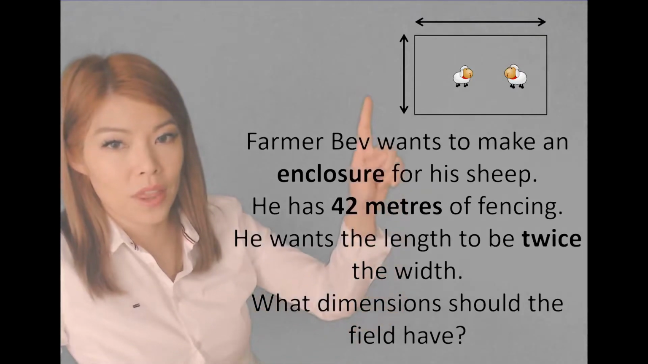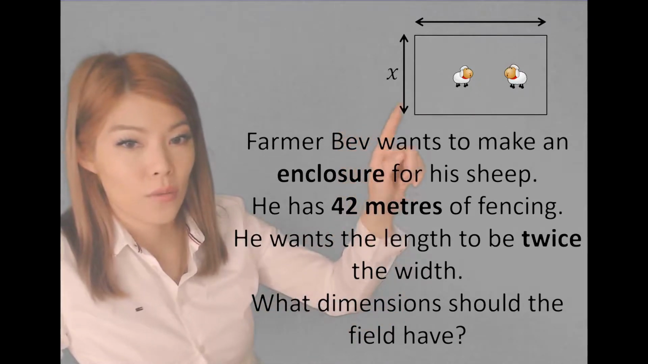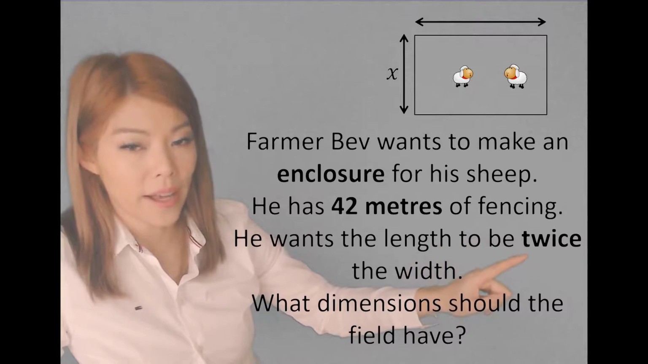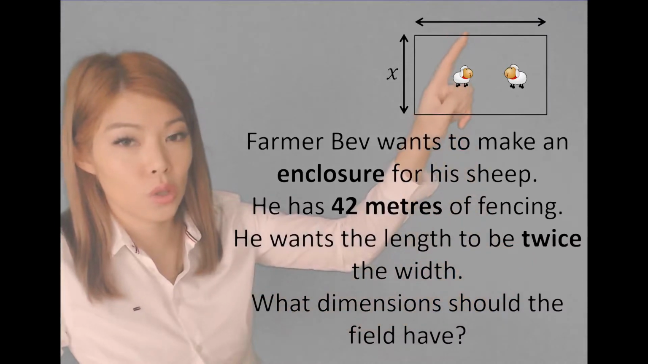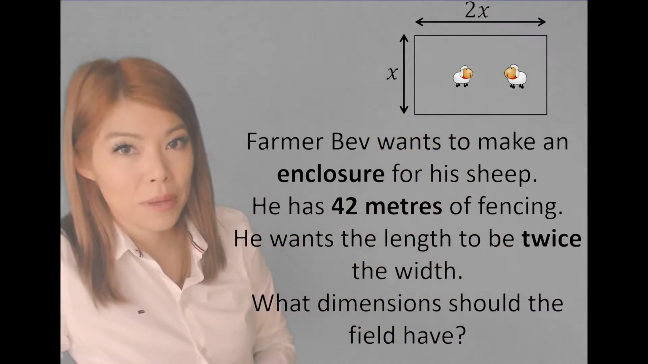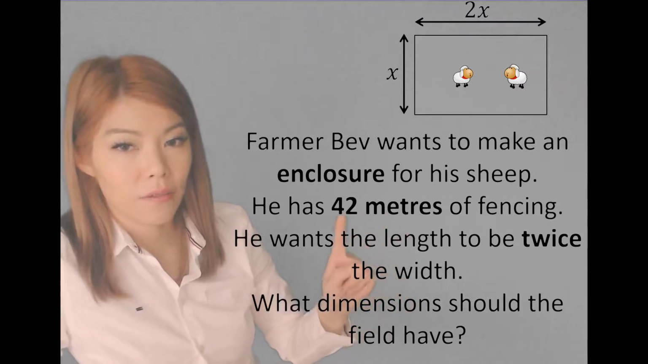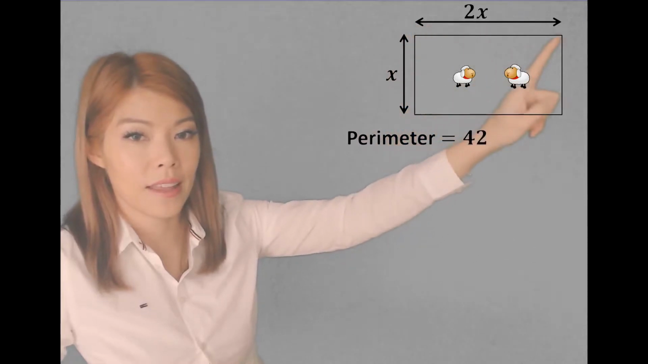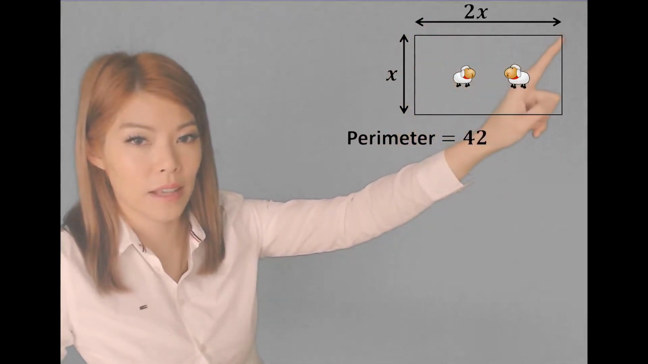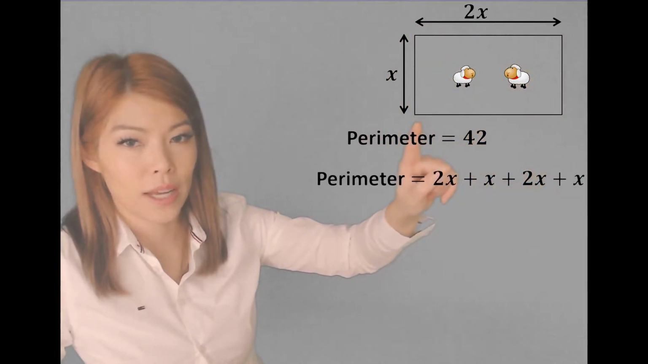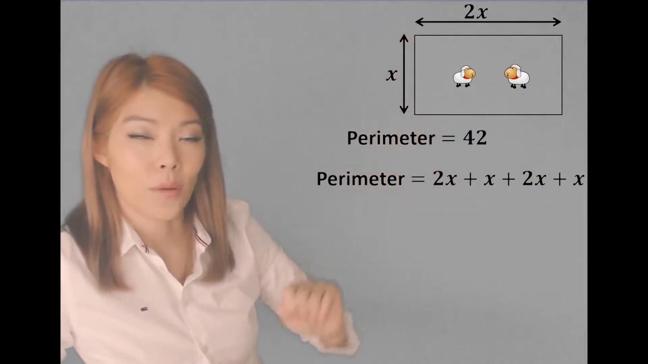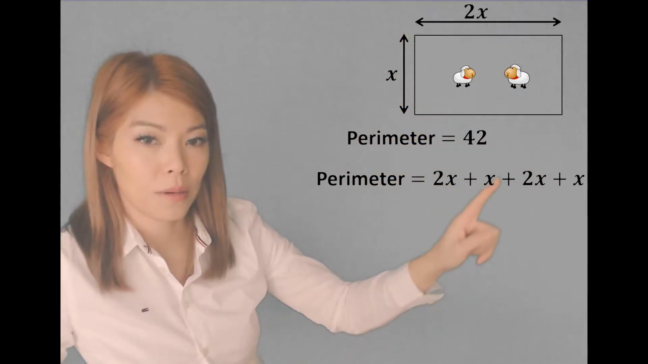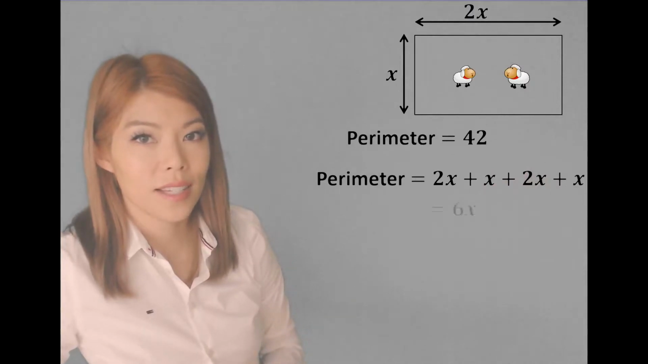So we have the width here, let's call it x, and we know that the length is twice the width, or in other words, 2x. What other piece of information is important here? The 42 meters. So let's write that down. Now the perimeter is the length outside. So in other words, 2x plus 2x plus the last x. And when you simplify, 2 plus 1 plus 2 plus 1, that's 6x.